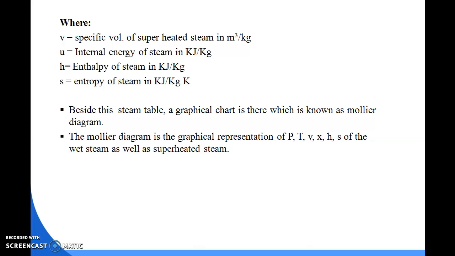Let V be the specific volume of the superheated steam in meter cube per kg. U is the internal energy of the steam in kilojoule per kg. H is the enthalpy of the steam in kilojoule per kg. S is the entropy of steam in kilojoule per kg K. Besides this steam table, a graphical chart is there which is known as the Mollier diagram. The Mollier diagram is the graphical representation of P, V, x, H, S of the wet steam as well as the superheated steam.